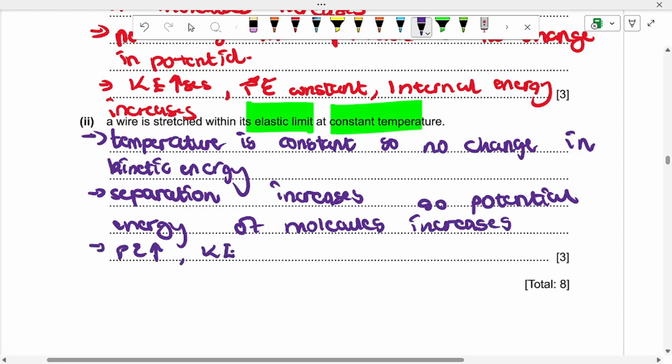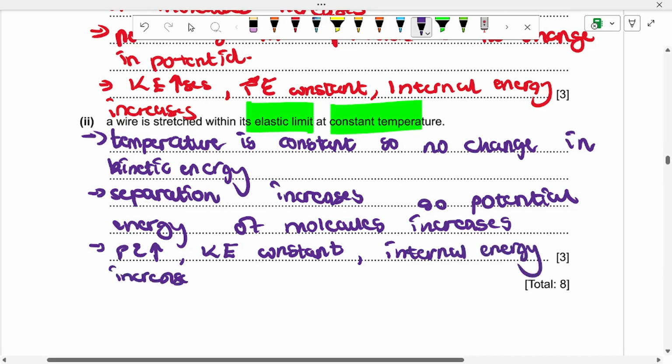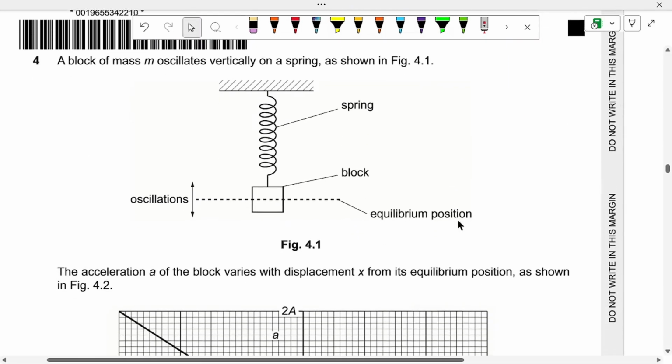My kinetic energy is actually constant. So what's going to happen to my internal energy, guys? You tell me. So internal energy would therefore increase, right? So guys, I need you to think on your own. If a question comes and it says the wire is compressed, what's going to happen? Separation decreases, potential energy decreases, constant temperature. Okay, move on to the next question.